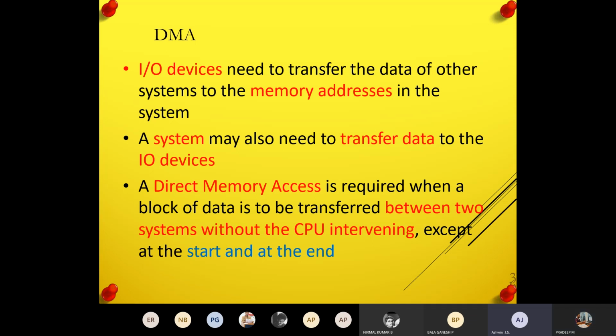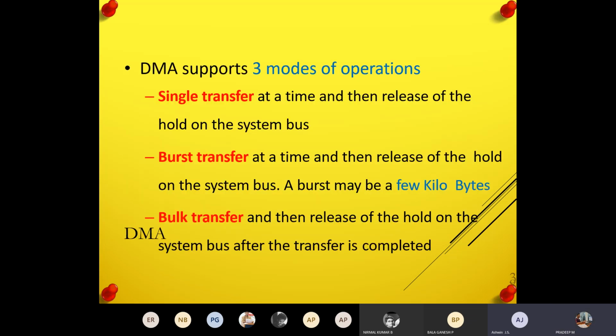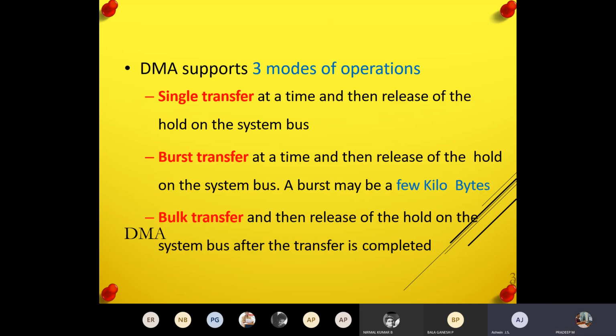And you've seen the operation using the block diagram and how the buses are utilized. Once it is giving the access, the bus will go to high impedance state, so that the DMA will access the bus. So the CPU will stop accessing the bus. After that, the DMA will take over the control. And you can see the three modes of operation: single transfer, burst transfer and bulk transfer. So these are the three modes of operation.